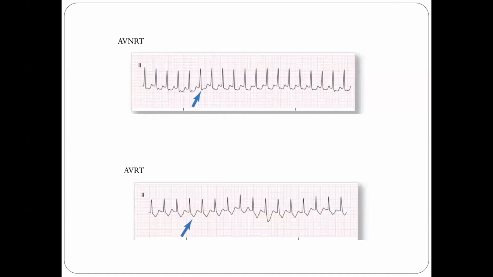So again, AVNRT compared to AVRT, you're looking at where the P wave comes. In the top cartoon, AVNRT, we have that P wave tucked right up against the QRS complex. And in AVRT, the P wave is distanced from the QRS complex. And that's the way you can tell the difference between those two tachycardias, considering they're both traveling very, very quickly, above 140.